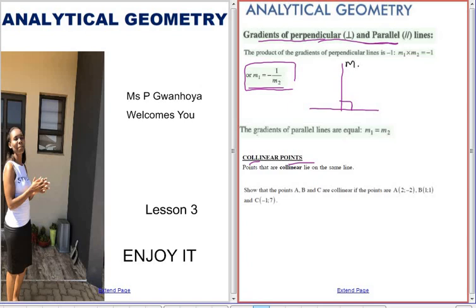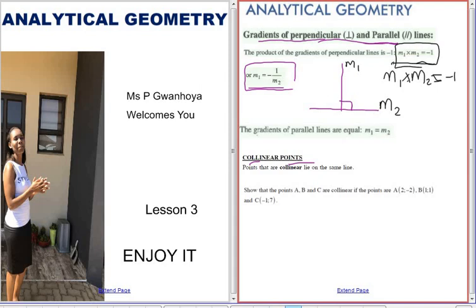If you calculate the gradient of line 1 and the gradient of line 2, what we know about this is that m1 times m2 should actually give us -1. You already have this one in your notes over here. Just remember they will be at 90 degrees to each other, and the gradients will be the negative reciprocal of each other.